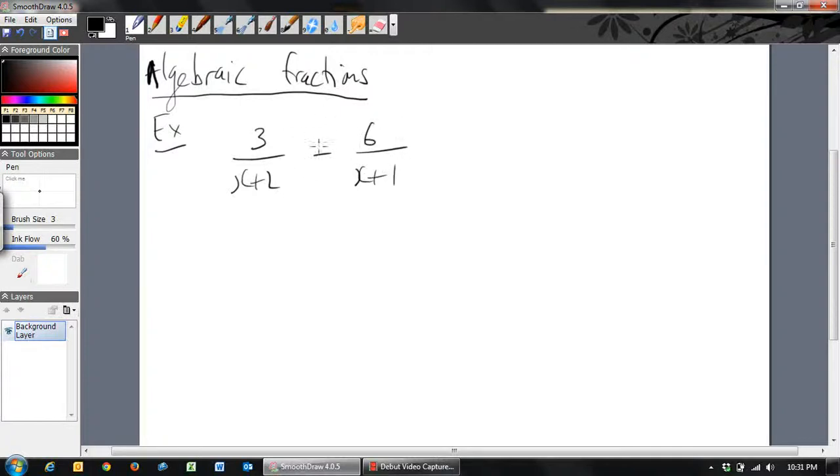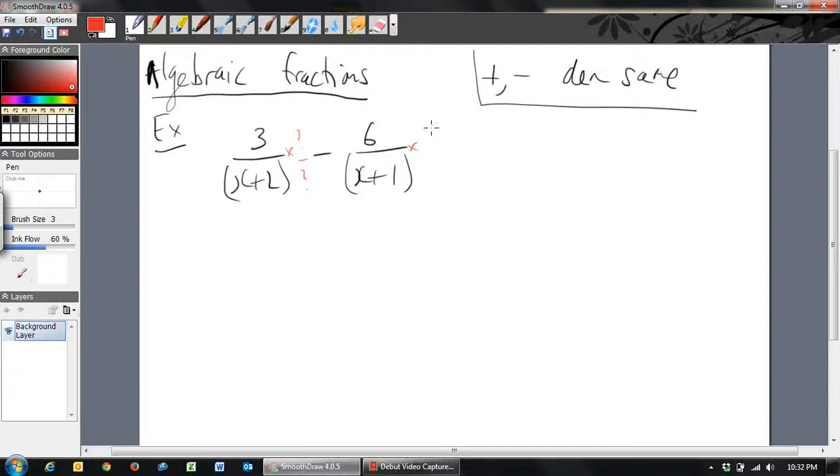Now, when we're adding and subtracting fractions, remember that the denominator has to be the same. Just remember that for adding and subtracting. At the moment, they're not the same. x plus 2 is a totally different thing to x plus 1. So we have to do something about it. Just like normal fractions, we need to multiply this one by something over something, and multiply that one by something over something, to try and get these denominators the same.